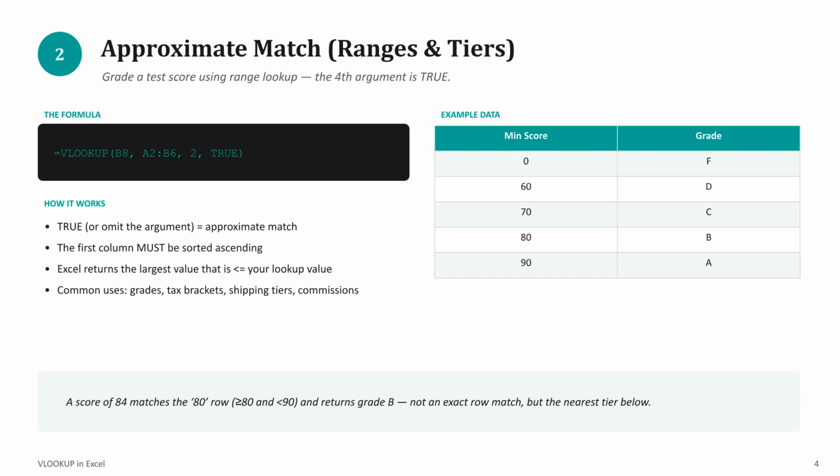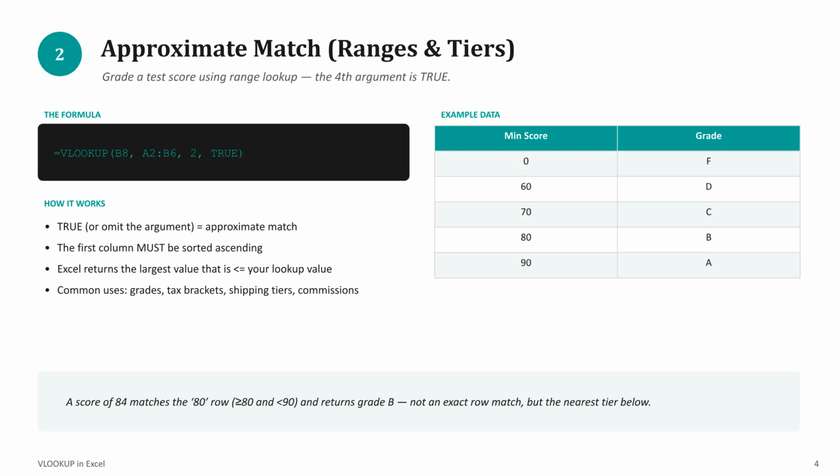So if someone scored an 84, Excel looks down the min score column, 0, 60, 70, 80, 90, and stops at 80. Because 84 is greater than or equal to 80, but less than 90. That gives us a grade of B. There's one critical requirement for this to work. The first column must be sorted in ascending order. If it's not sorted, approximate match can return completely wrong results because Excel's search logic depends on that order.